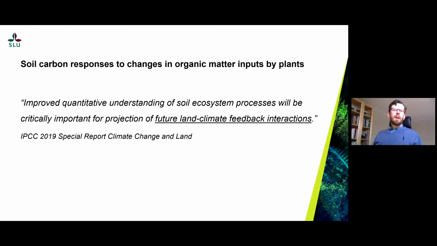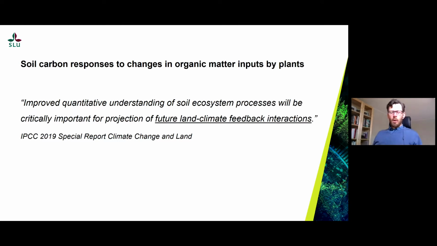As a wrap up, I just quote a comment in the IPCC Special Report on Climate Change and Land that came the other year. And when it comes to soil carbon responses in general, they highlight that we need improved quantitative understanding of soil ecosystem processes, and that they will be increasingly important for projections of future land climate feedback interactions.